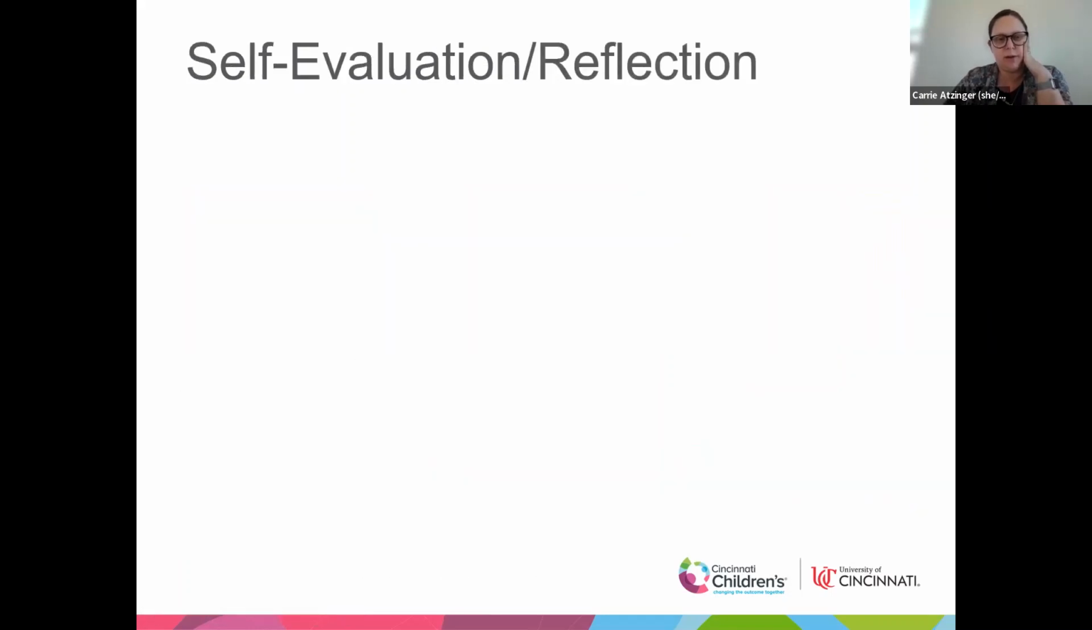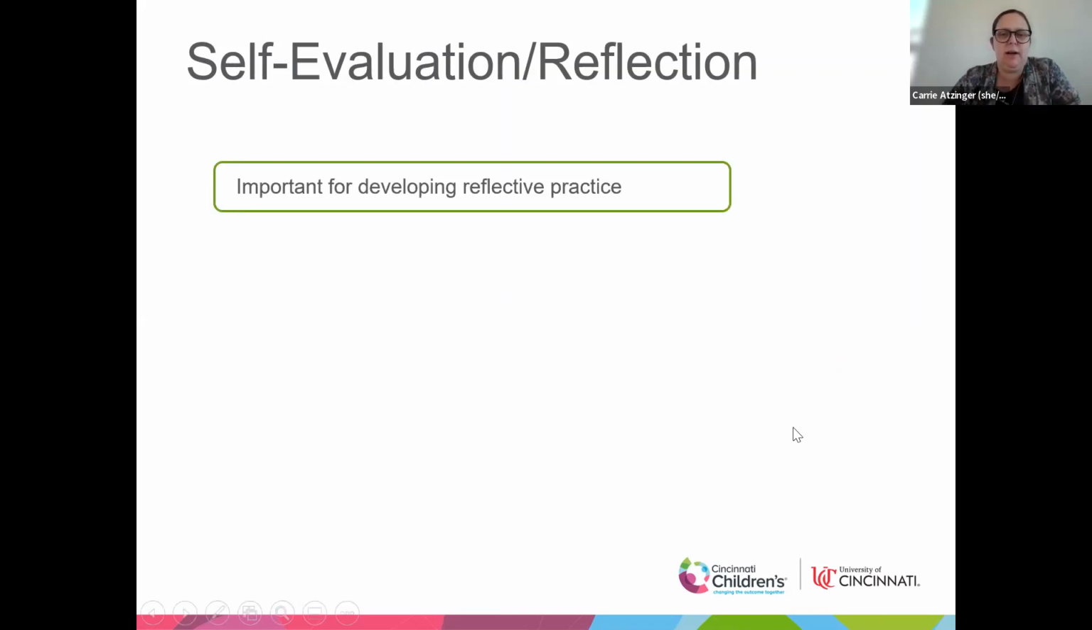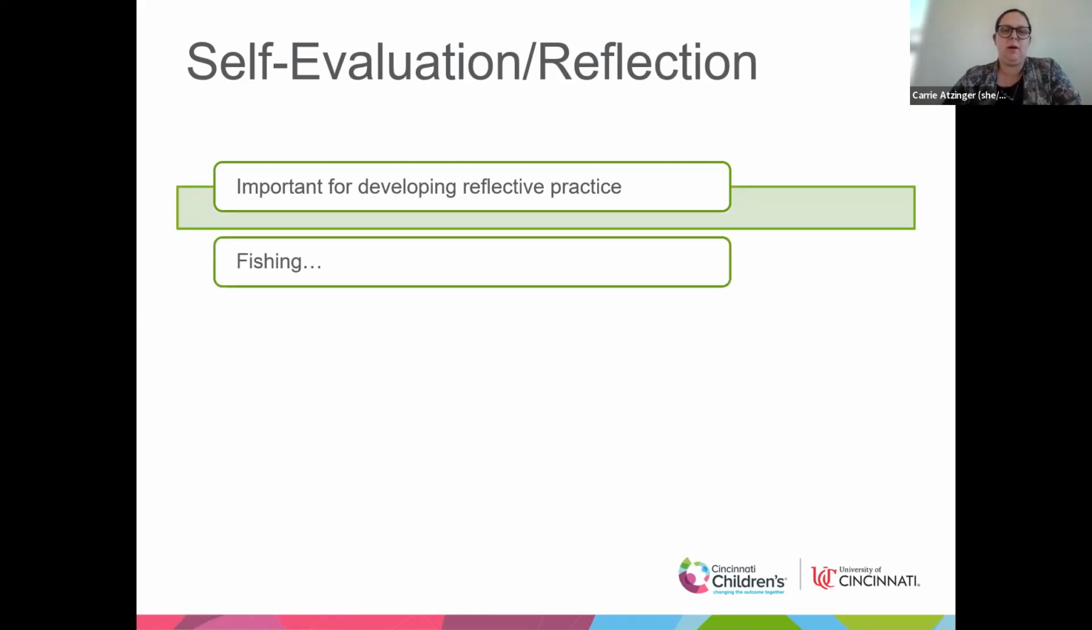All of these involve some amount of self-evaluation or reflection, which is really important in supervision. It's important for developing self-reflective practice. But you do have to be careful that it doesn't feel like fishing. And what I mean by this is, and again, I imagine all of you have had this experience, your supervisor says, tell me how you think that went, or tell me what you would do differently next time. And your immediate reaction is, I want to say the thing that they are expecting me to say. And it feels a little bit like a quiz, and I don't know exactly how to answer that.